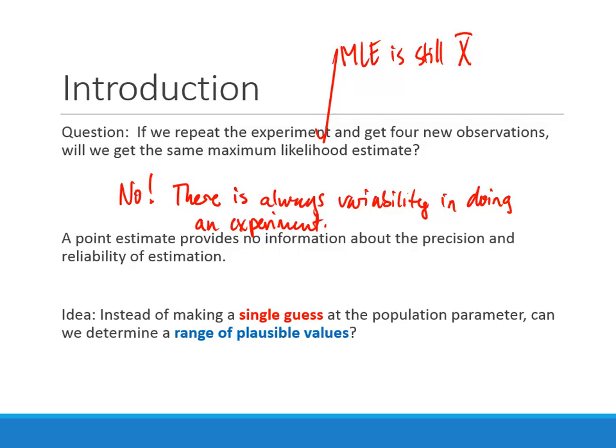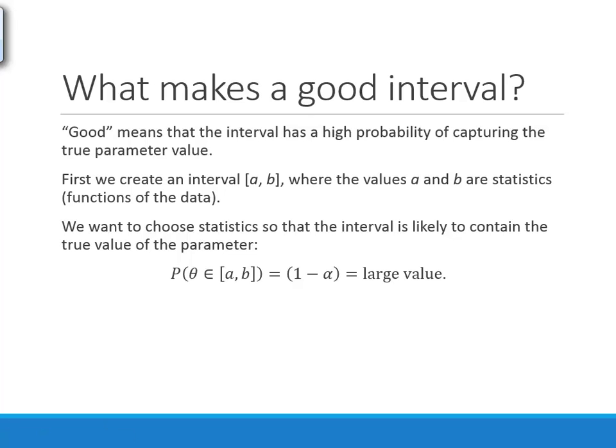So the main idea of this chapter is that instead of using a single number, instead of making just a single guess, why don't I give you a range of plausible values? A range of values that might be good at estimating what this population mean is. By good, I mean that the interval I give you has a high probability of containing the true parameter value.